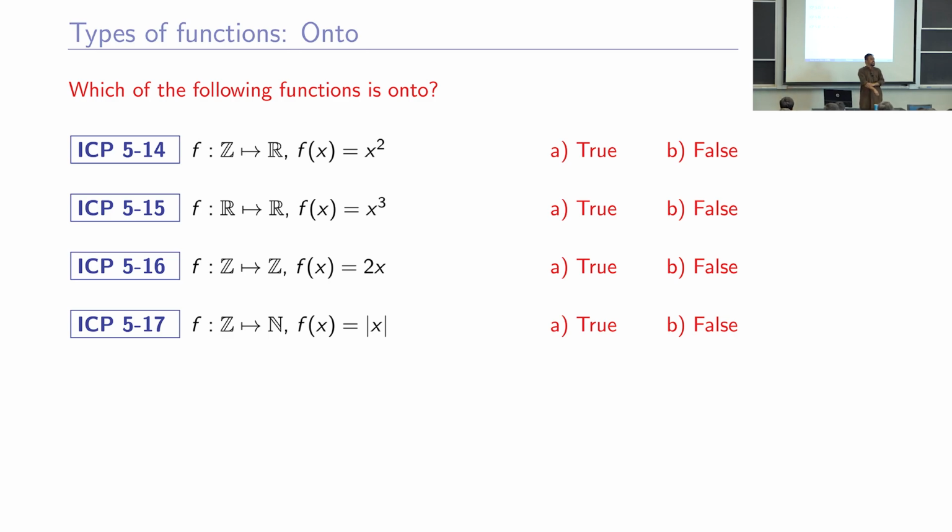Okay, function from Z to N, where N is the natural numbers and the mapping is the absolute value mapping. Is this function onto? What would it mean for this function to be onto?